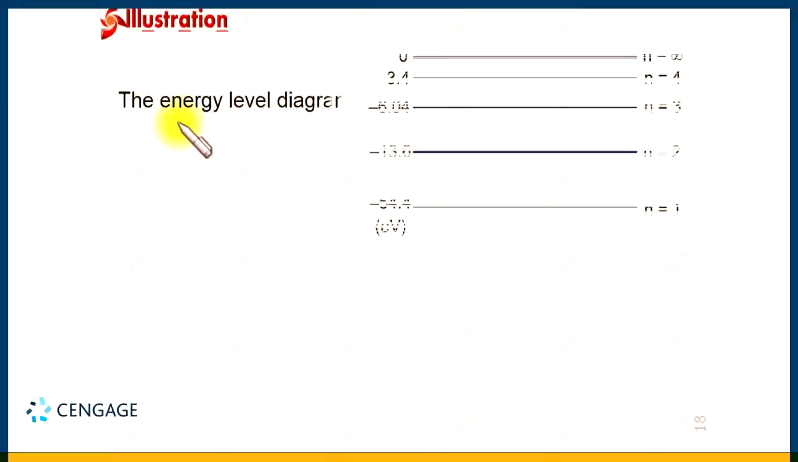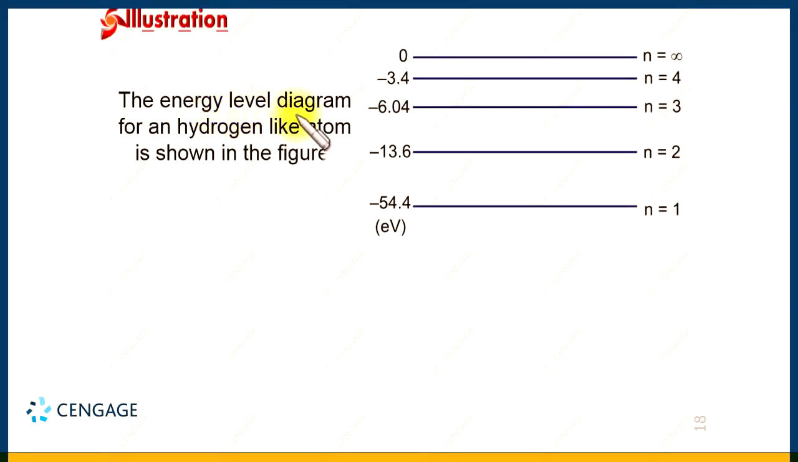In the next problem, you can observe there is an energy level diagram for a hydrogen-like atom. For the ground state, that is n equal to 1, the energy is -54.4 electron volt, and for n equal to 2, it is -13.6 and so on. In the first part of the question, it is asked to find the value of Z, that is the atomic number.